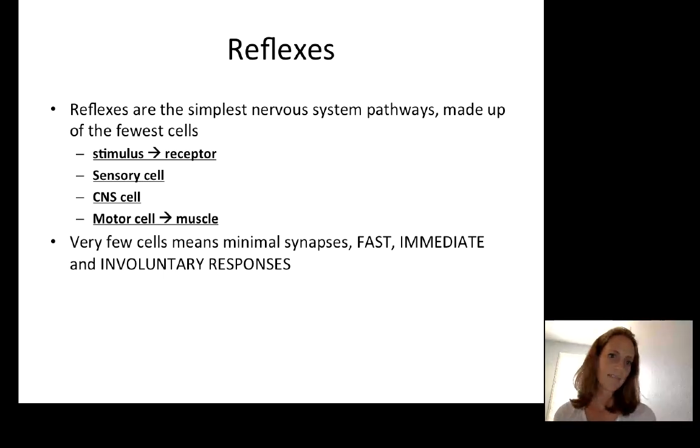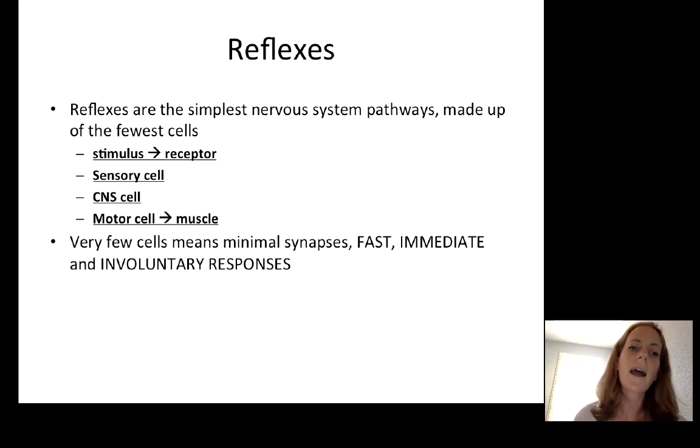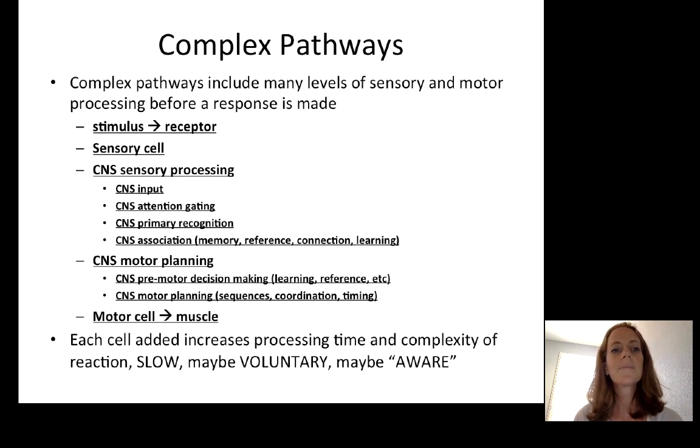All of this sensation will be used by the brain in different pathways. So the simplest pathways are reflexes, and they are made up of the fewest cells. From stimulus to receptor to the sensory cell is usually just a single cell in a reflex. That will then go to a single central nervous system cell, which will then immediately respond with a fast, immediate, and involuntary reflex response.